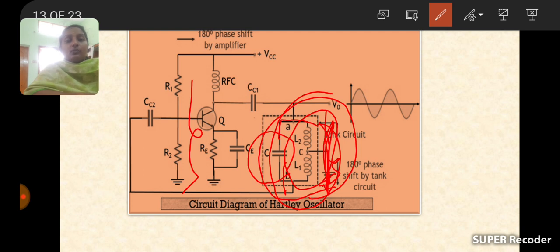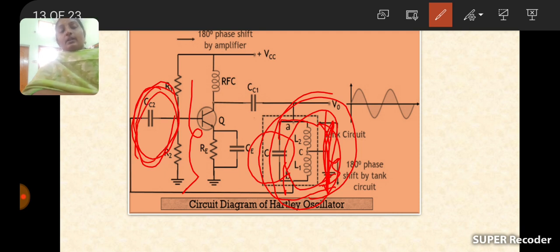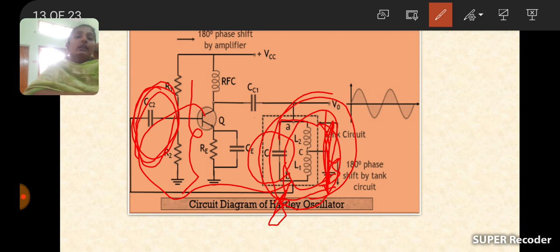And the output, that means a sample of the output, is connected to the base of the transistor through the coupling capacitor CC2. So what is the need of the coupling capacitor? Why are we using this? If the coupling capacitor is absent, what happens? It will connect the output voltage back to the input, and it will allow only the AC and block the DC. So that's why the coupling capacitors are used.